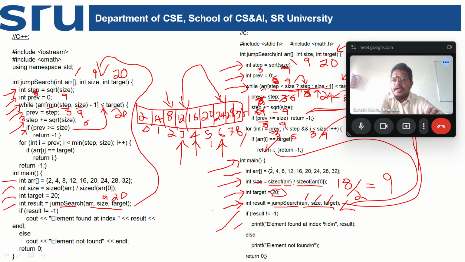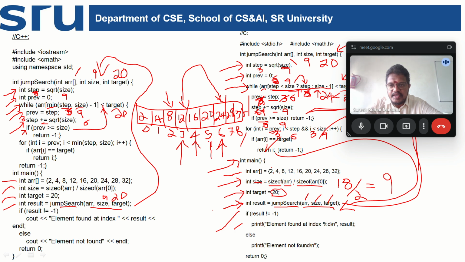In the while loop, again it will be the function minimum. What is the step value we are having? The step value will be incremented. Here the step value is incremented. When the step value is incremented, what is the value? 6. Between 6 and 9, what is the minimum it will return? 6. 6 minus 1, 5. Array of 5. What is the value of array of 5 we are having?